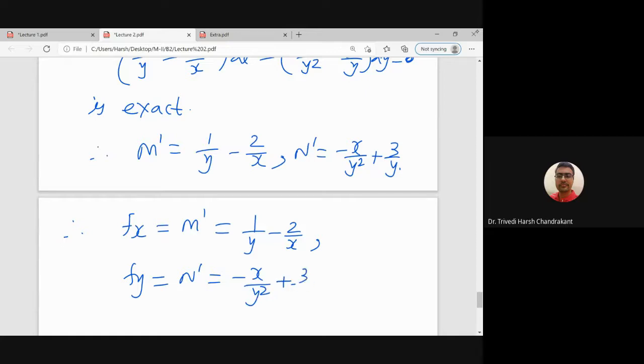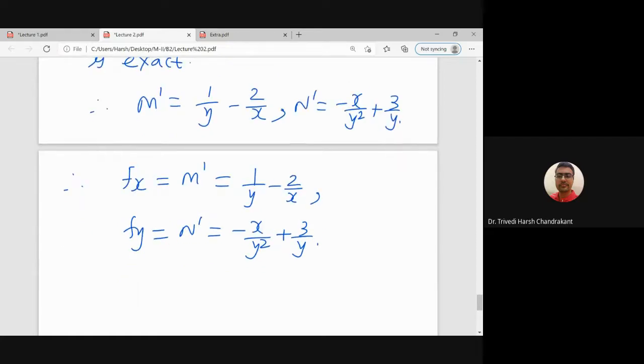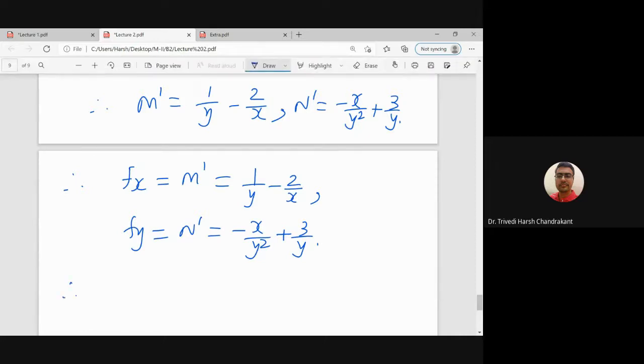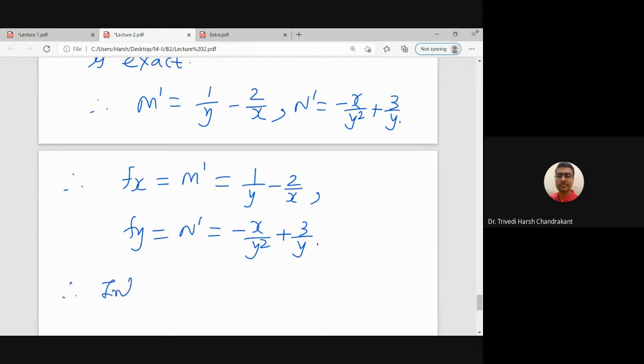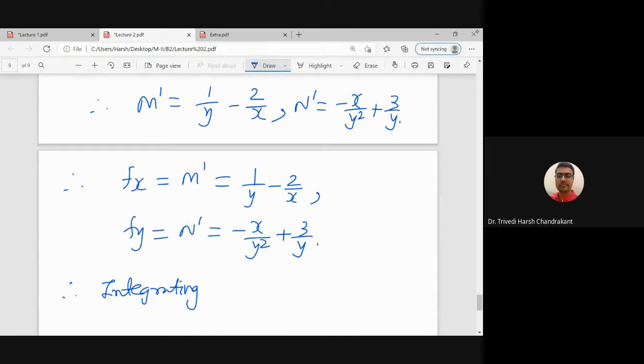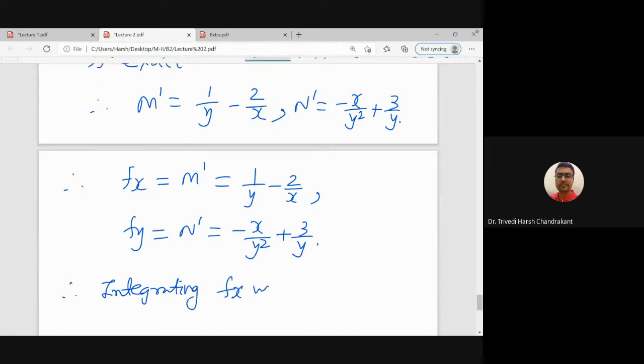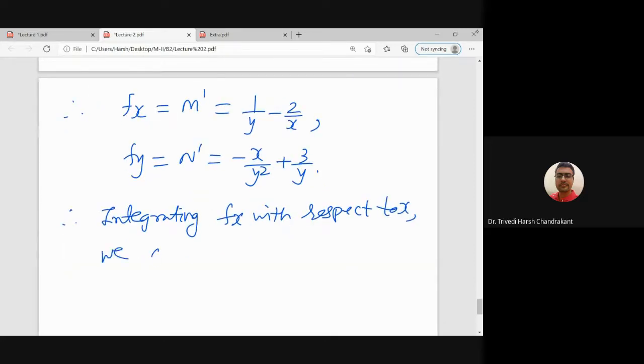So this is again the method of solving an exact differential equation. We want to find the function f which satisfies these two equations. So again, integrating fx with respect to x, we get f of xy is equal to x by y minus 2 times log x.